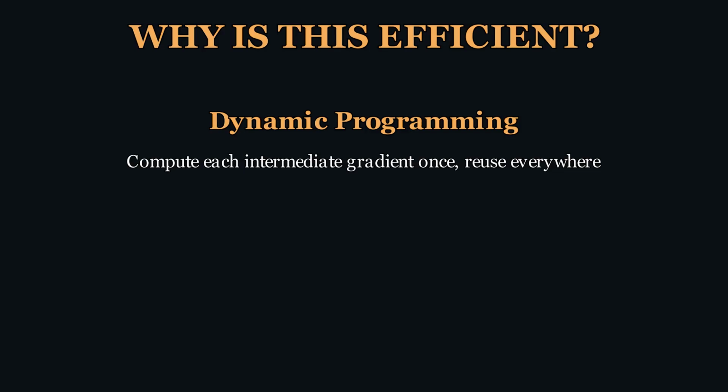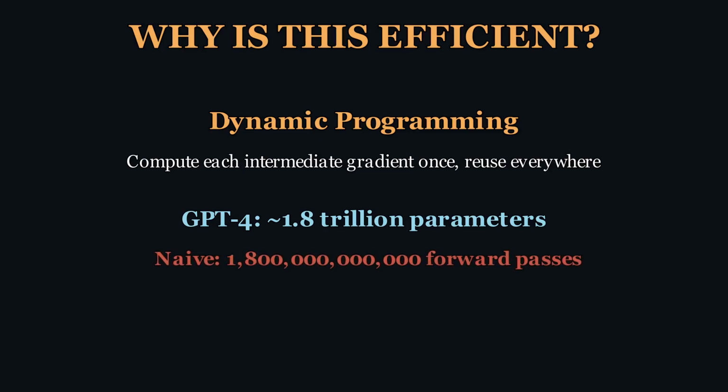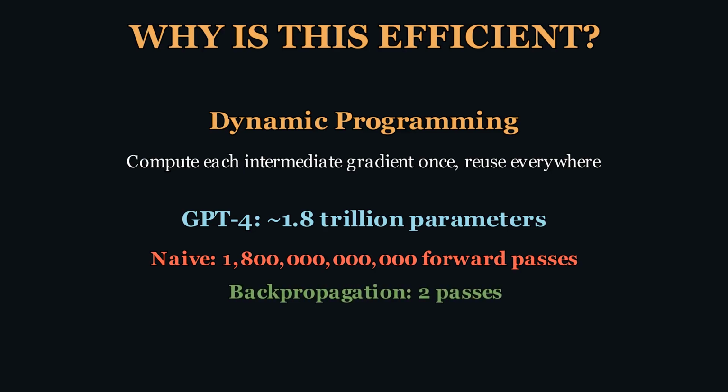When a gradient flows backward through the graph, each intermediate result is computed once and reused by every downstream path. No wasted computation. Now scale this up. GPT-4 has about 1.8 trillion parameters. The naive approach would need 1.8 trillion forward passes. Backpropagation, still just 2. That is nearly a trillion times faster. Without backpropagation, training modern AI would be completely impossible.